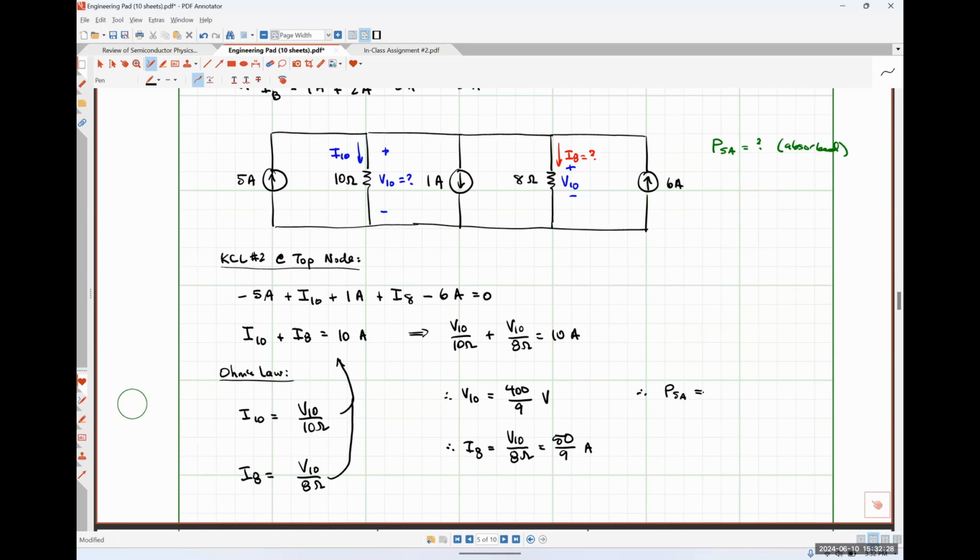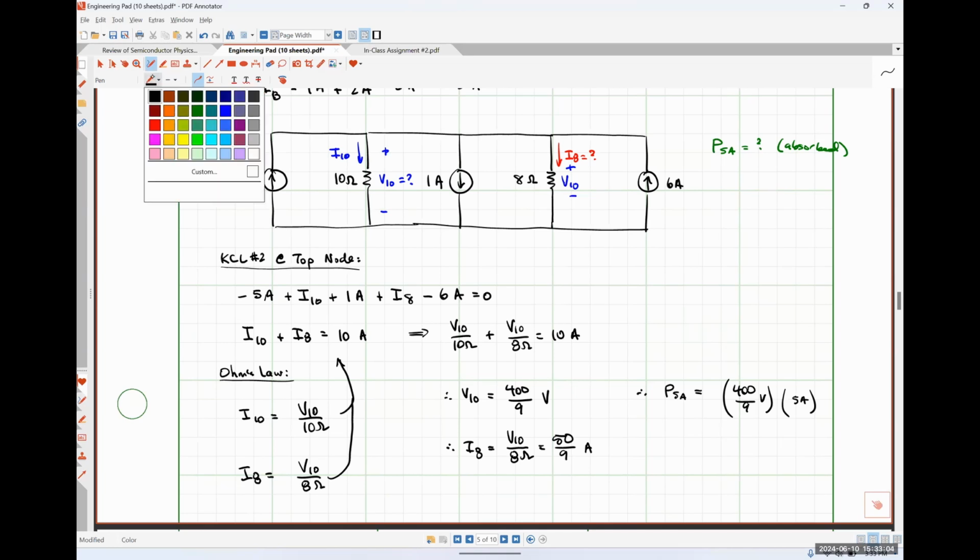$400/9. Yep. Since everything is in parallel, that's the only voltage in our whole system. What's the current flowing through our 5 amp source? Five amps. 5 amps, absolutely right. Is this current flowing into the positive polarity terminal or the negative polarity terminal?